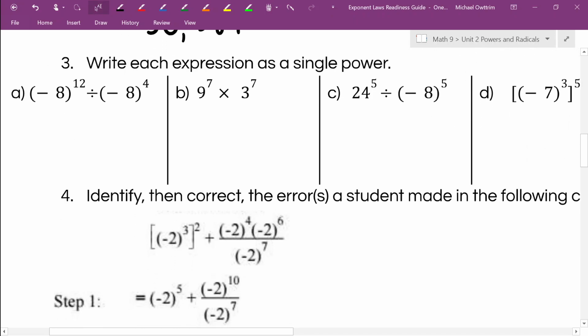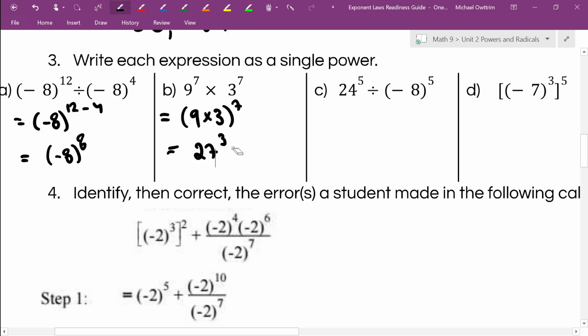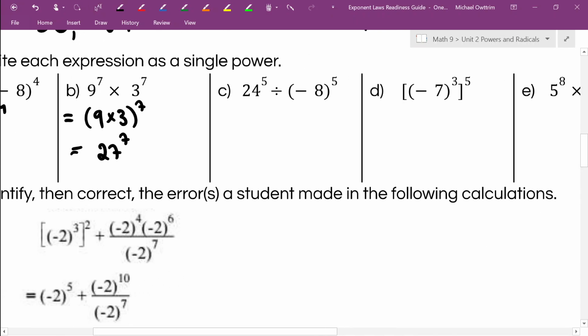We want to look for, do we have the same bases or same exponents for our different power laws? So in question A, I see that my bases are both negative 8. When I divide powers with the same base, I can subtract their exponents. And 12 take away 4 gives me exponent 8. Make sure you still have that in brackets, because of course we do need to connect that negative to the base 8. In the case of question B, I don't have the same bases, but I do have the same exponents. And when I have the same exponents, I can combine the bases, keep that exponent. 9 times 3, of course, being 27, exponent 3. Exponent 7 was our exponent.